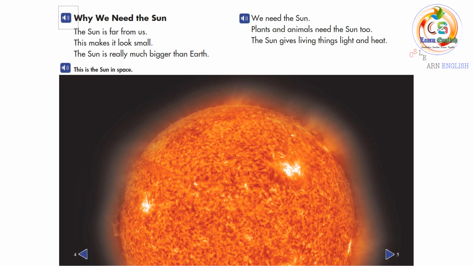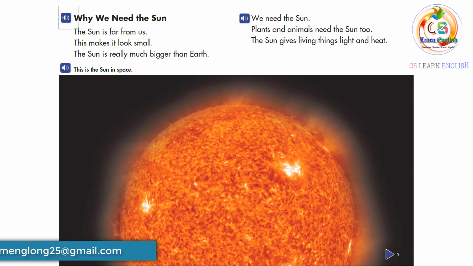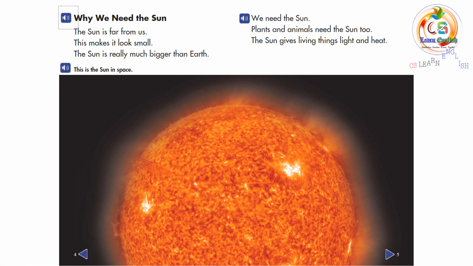Why we need the sun. The sun is far from us. This makes it look small. The sun is really much bigger than Earth. This is the sun in space. We need the sun. Plants and animals need the sun too. The sun gives living things light and heat.